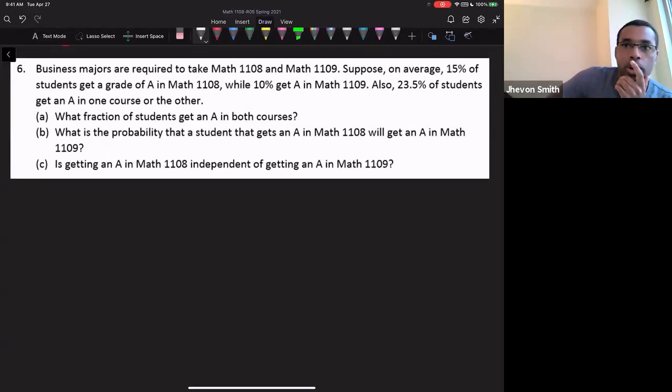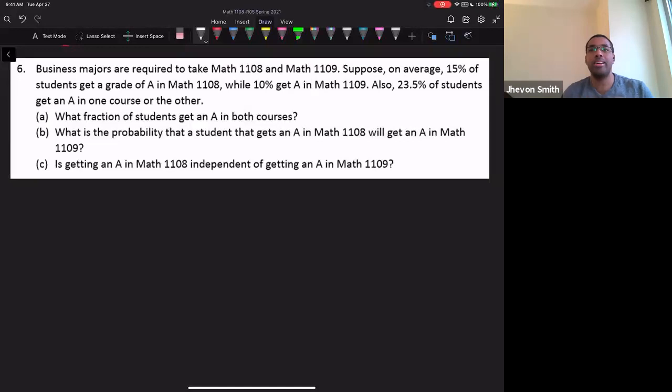So this is problem 6 on handout number 2. Business majors, that's you guys, are required to take Math 1108 and 1109, right? So you should know that you have another math class. Yay! Suppose on average, 15% of students get an A in Math 1108 and 10% get an A in Math 1109. These are just made-up numbers, don't freak out.